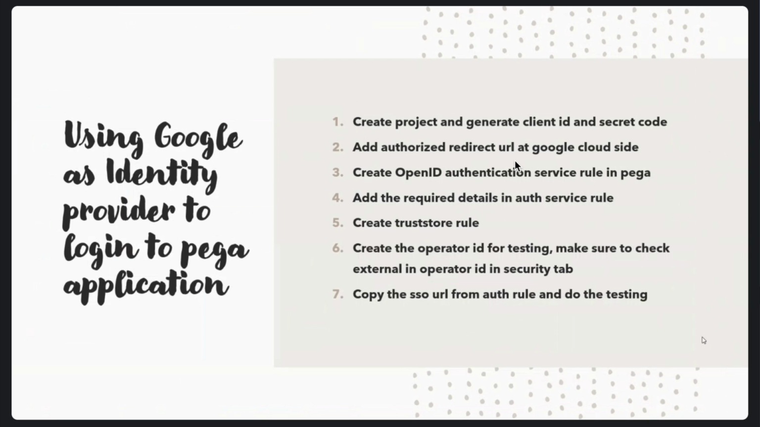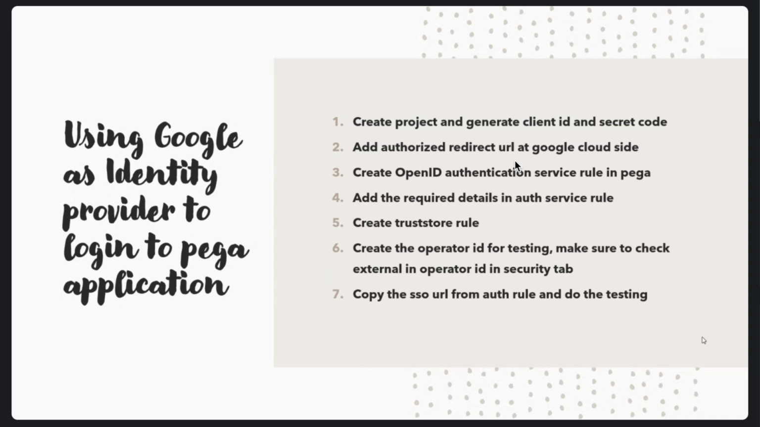I can attach that link in the video. We have that in PDN as well, or you can find it on Google, not a problem. If you search in Google, you'll get that. So first we need to create and generate the client ID and secret code. The second thing we need to do is add an authorized redirect URL at the Google Cloud site. I'll show you that one. So that authorized URL is basically our application's URL that we need to give. I'll show you when I do the configurations.